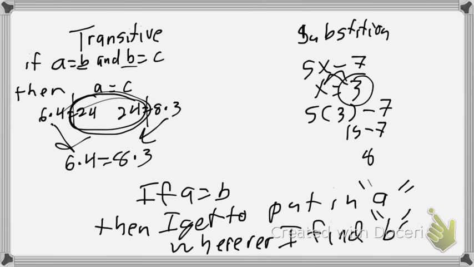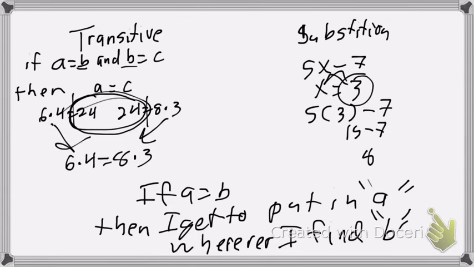So that is kind of the trick. If all you're doing is replacing one thing with another, that is substitution. If you are getting rid of that middle ground, that is the transitive property.